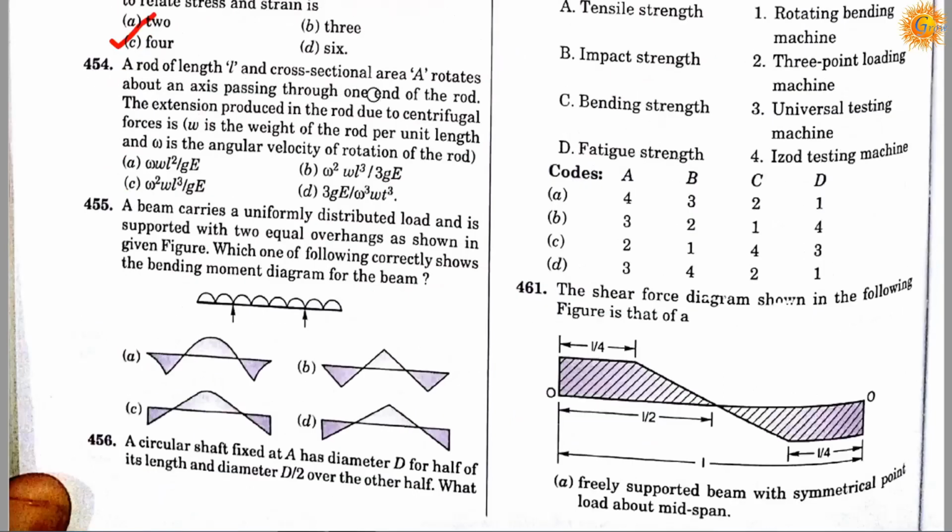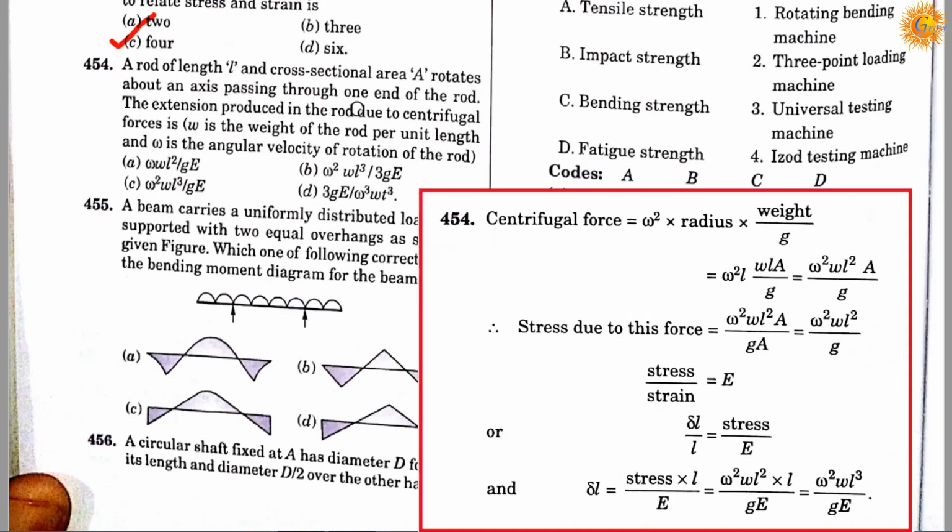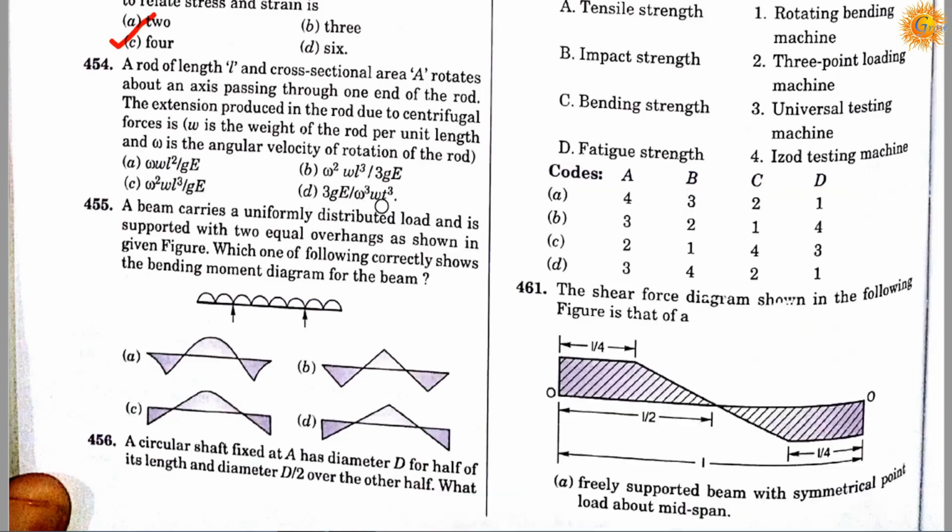Question number 454. A rod of length L and cross sectional area A rotates about an axis passing through one end of the rod. The extension produced in the rod due to centrifugal force, w is the weight of the rod per unit length, and omega is the angular velocity of rotation of the rod. Option A is omega WL square divided by GE. Option B is omega square WL cube divided by 3GE. Option C, omega square WL cube divided by GE. Option D is 3GE divided by omega cube WL cube. So correct answer is C. It will be omega square WL cube divided by GE.